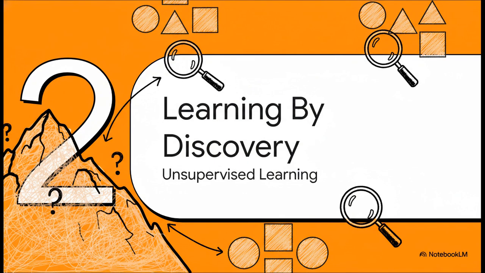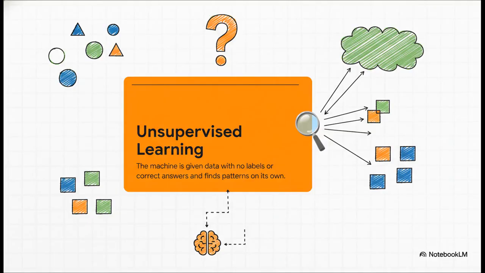Okay, but what if you don't have a cheat sheet? What if you just have a giant, messy pile of data with no labels at all? Well, that brings us to our second method, learning by discovery, or what we call unsupervised learning. The big difference is right there in the name, unsupervised. There's no teacher, there are no right answers.